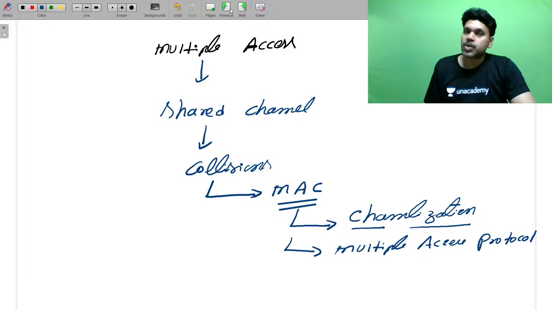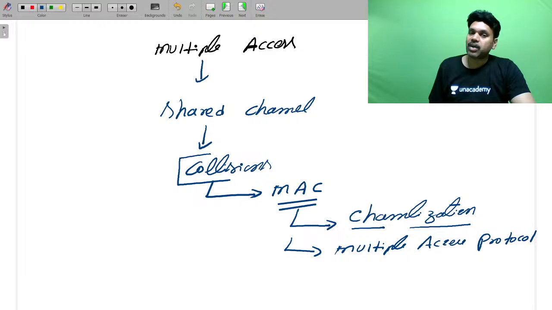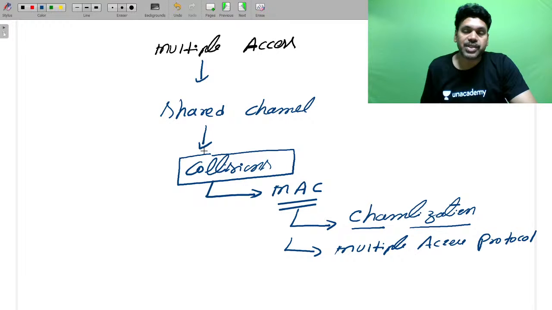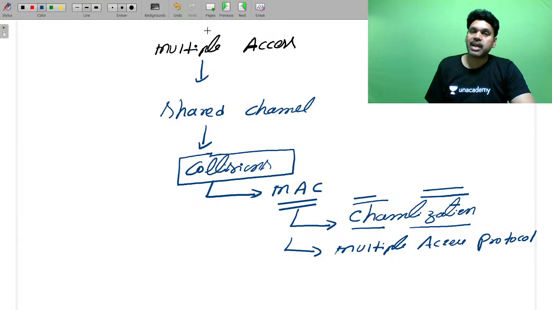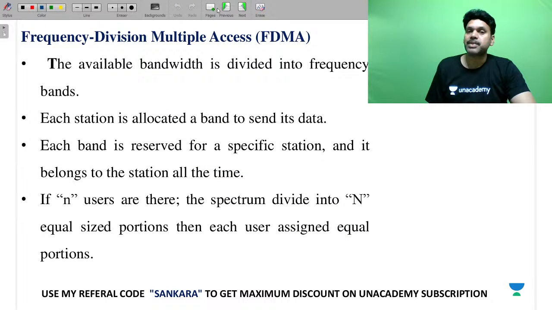So what is channelization? We want to see that there will not be many collisions, or rather a situation where we get zero collisions. How are you going to get zero collisions? You get zero collisions just by tuning the channel. How you tune the channel is the concept of channelization mechanisms.